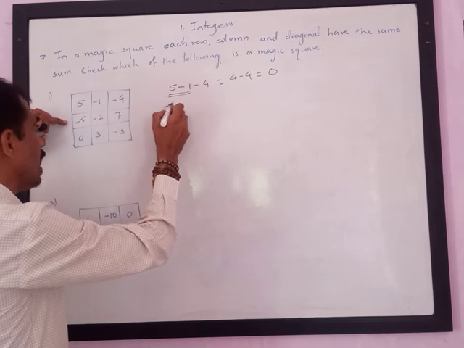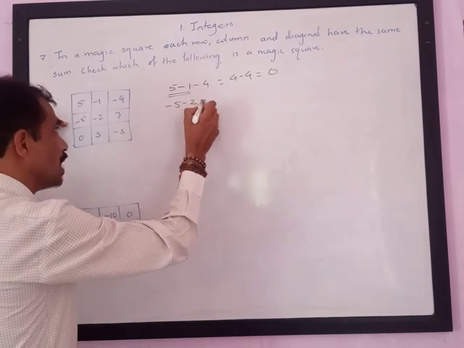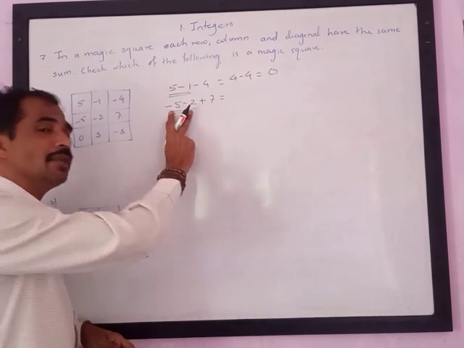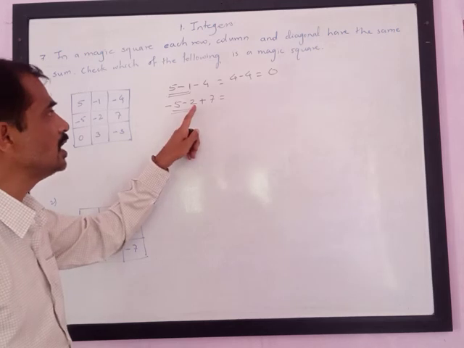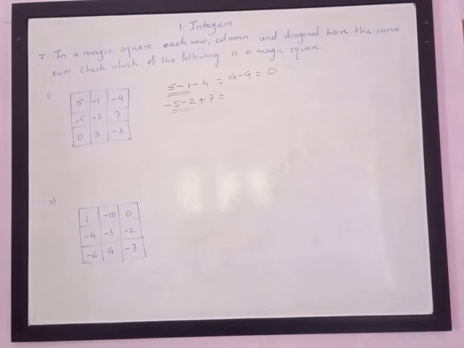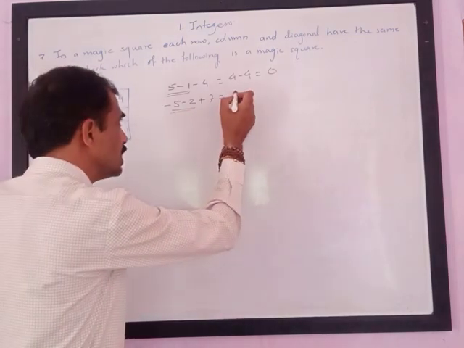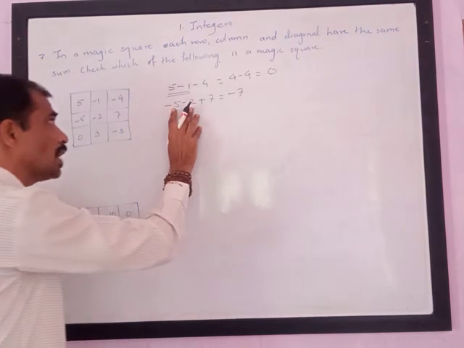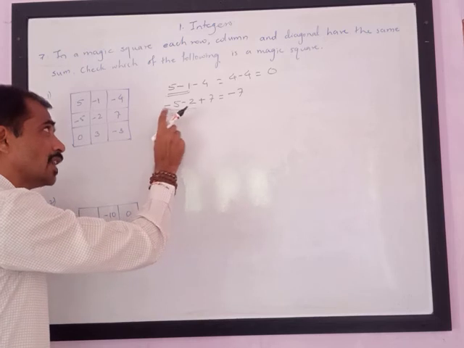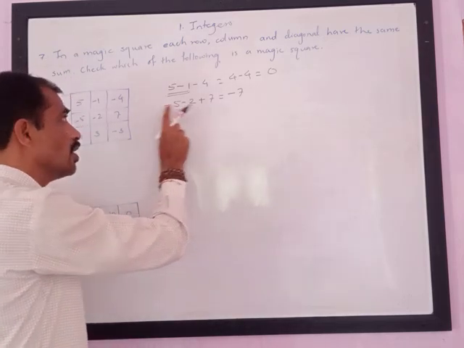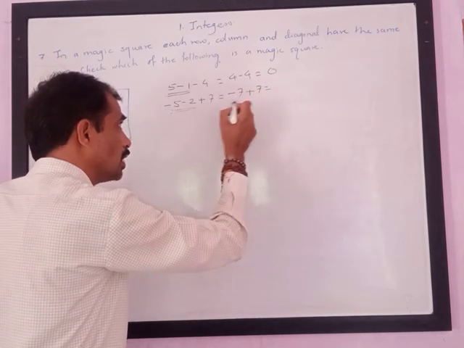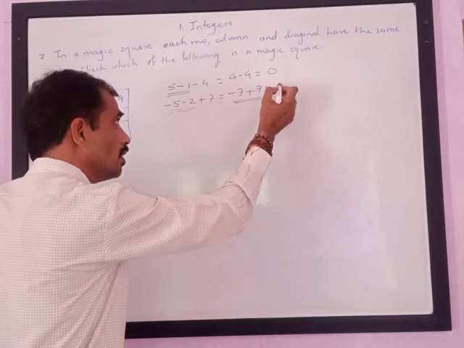Next row is minus 5 minus 2 plus 7. Now negative 5 and negative 2 both have the same sign, so we have to do the addition of the integers and give the sign of the bigger magnitude integer. So negative 5 minus 2 is negative 7. Please note both have the same sign, so we add the magnitudes and give the sign of the integers. So this is equal to minus 7 plus 7. Again both have opposite signs, we have to do the subtraction, and we get the answer 0.